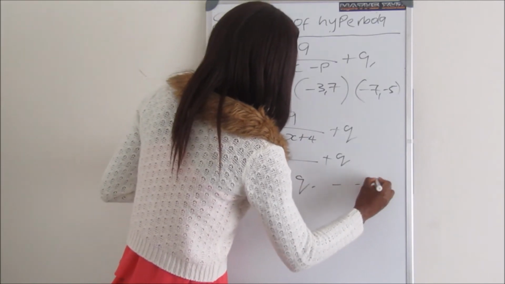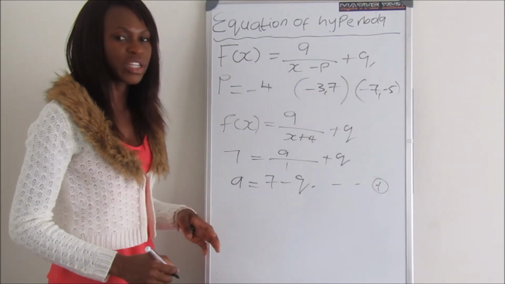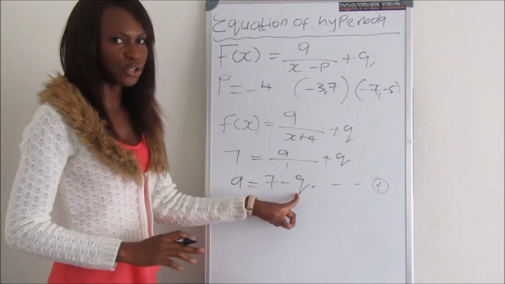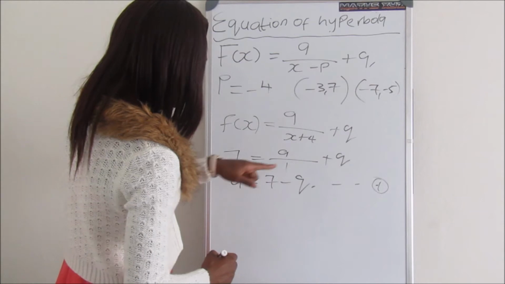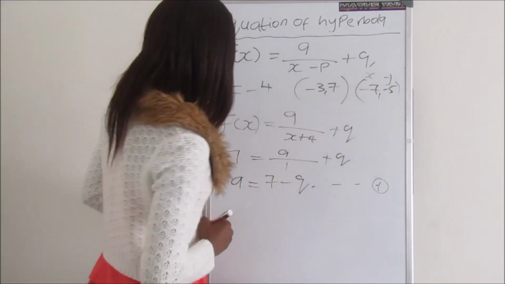This is our first equation. Then we use the second point on the graph to find the second equation, so that we can solve simultaneously and get the values of a and q, which are our unknowns. Then using the second point on the graph, which is (-7, -5), this one is our x and this one is our y.